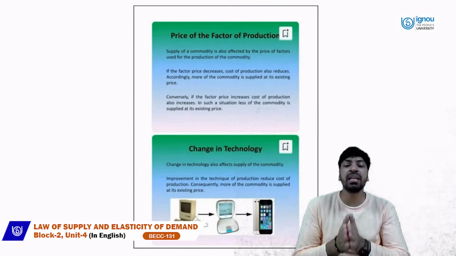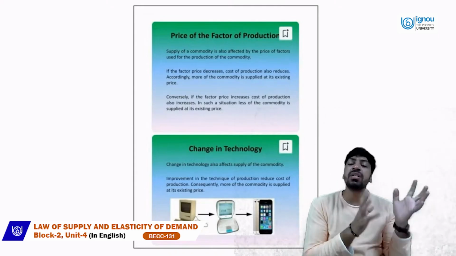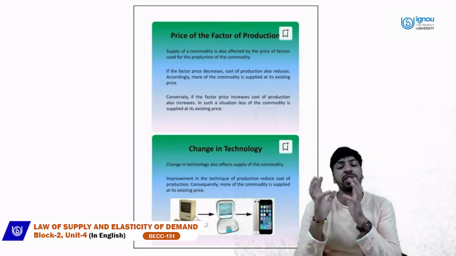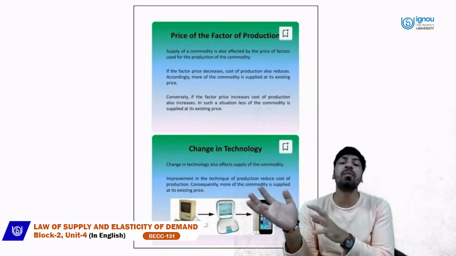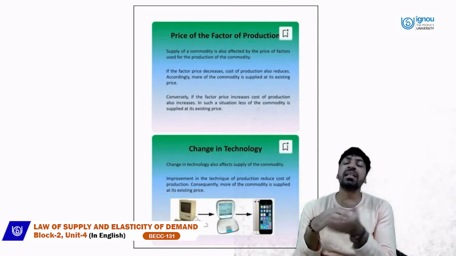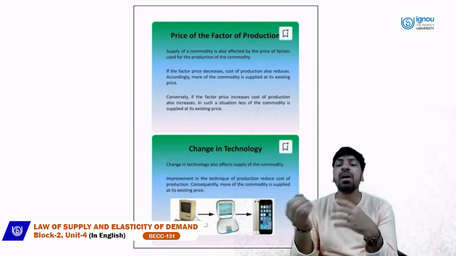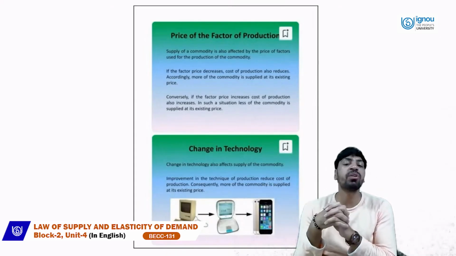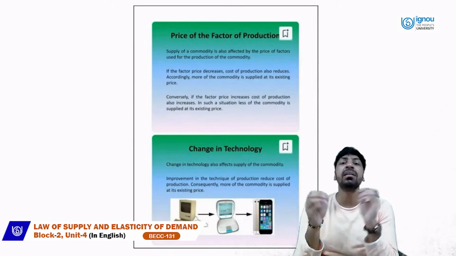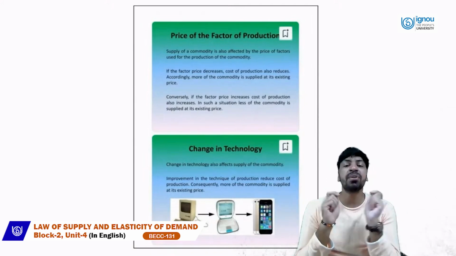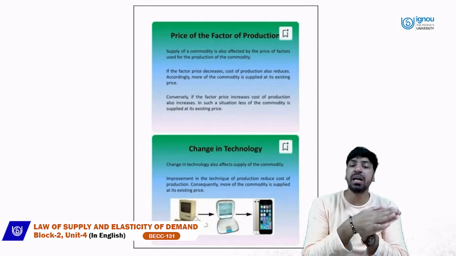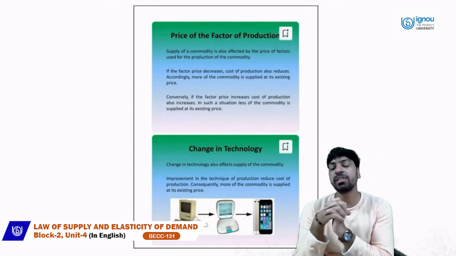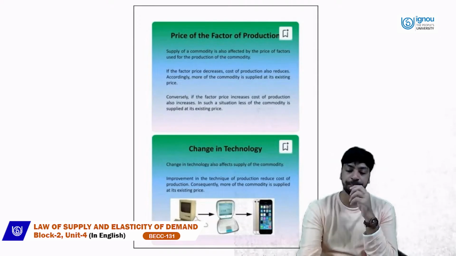If we talk about the traditional laptops, or now the modern computers, or the mobile phones, automatically the supply of that particular commodity would get increased at this existing price or the same price which was sold earlier. So that's called the change in technology.